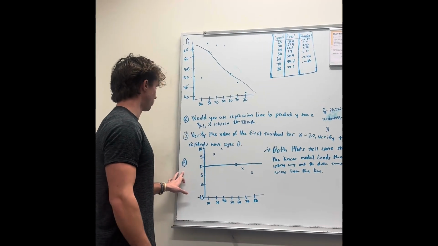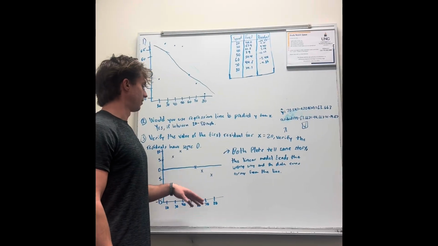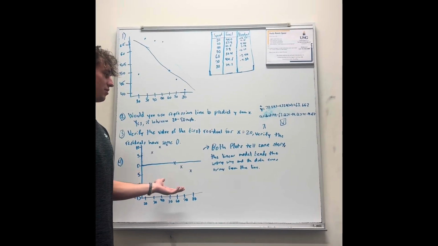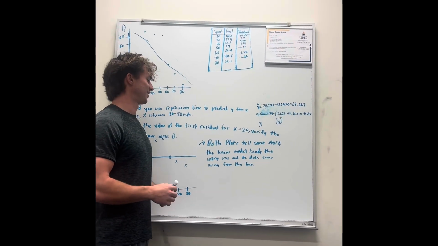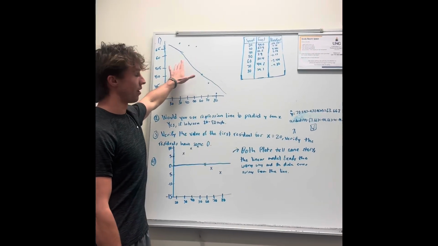Our last one is number four. So we've made our residual plot here and we get the answer that both plots do tell the same story, that the model bends the wrong way and that the data curves away from the line. So that's what you can tell based off part A of the question.